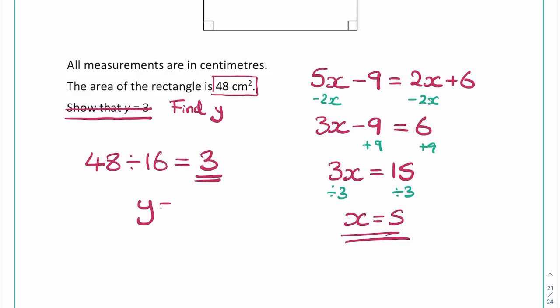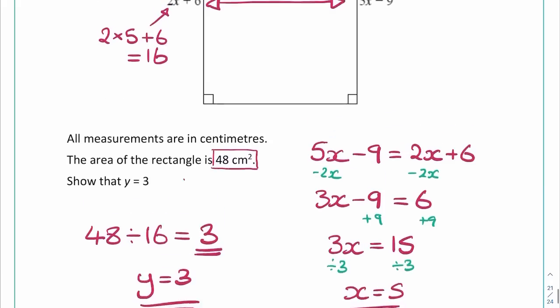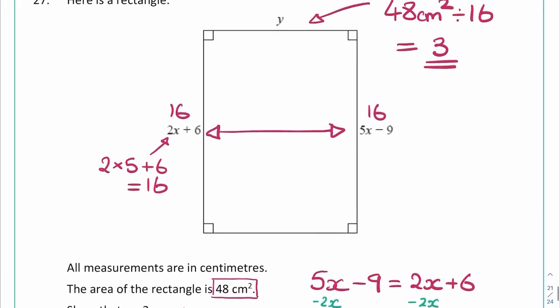And then you could just write y equals 3 if you really wanted to make it really obvious exactly what you were saying. So there we go, we can get rid of that. Let's imagine it said find y, and we've ended up with y equals 3, so we've definitely shown it, and that is forming and solving equations.